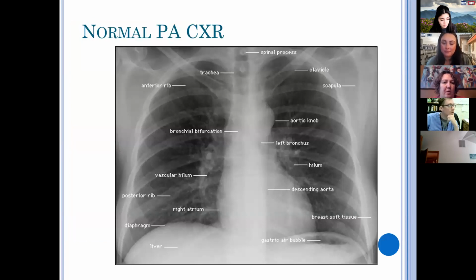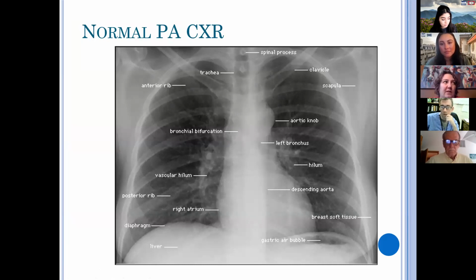So this is an example of a normal PA chest X-ray, and it has some landmarks differentiated for you here. You can see the spinal processes are located here. As you get further down into the mediastinum, you've got your airways, your esophagus, you've got your heart and some other mediastinal structures, and so it becomes difficult to see these spinal processes as you go down.